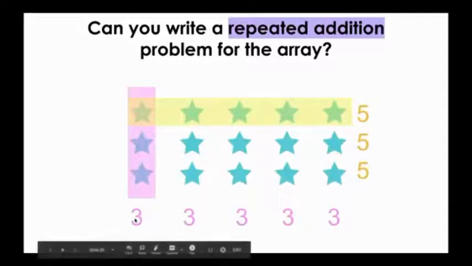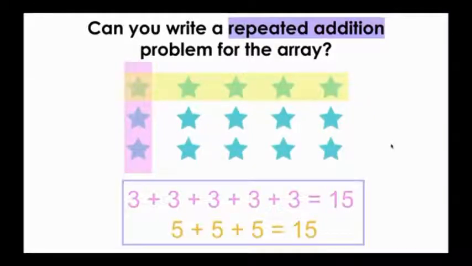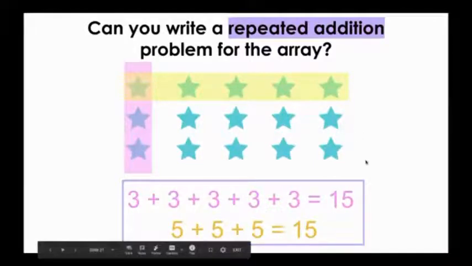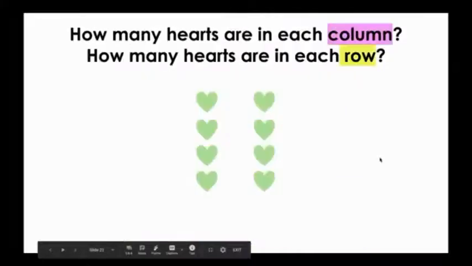Perhaps this can help. 3, 3, 3. Here's what I got. 3 plus 3 plus 3 plus 3 plus 3. That was adding my columns together equals 15, or 5 plus 5 plus 5 equals 15. That was adding my rows. Both of those are repeated addition problems for the array. Let's try another one.